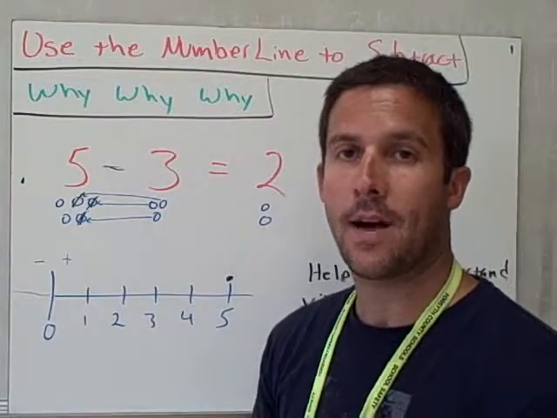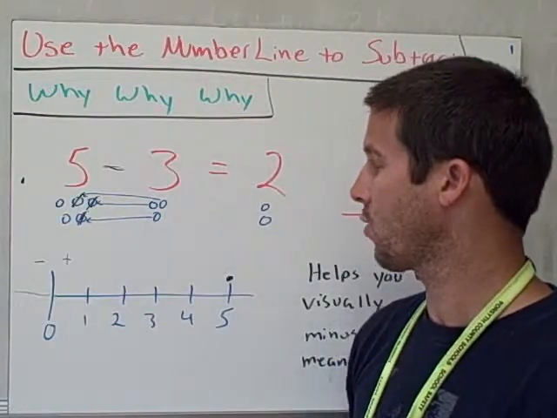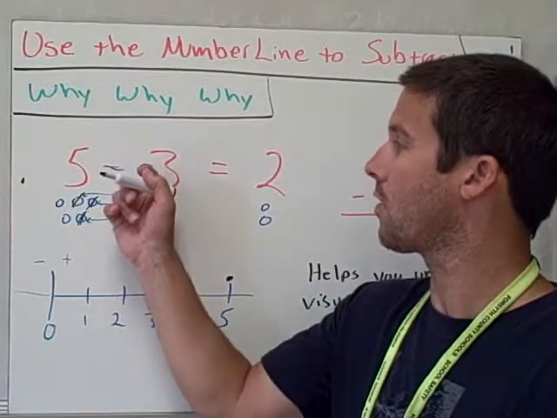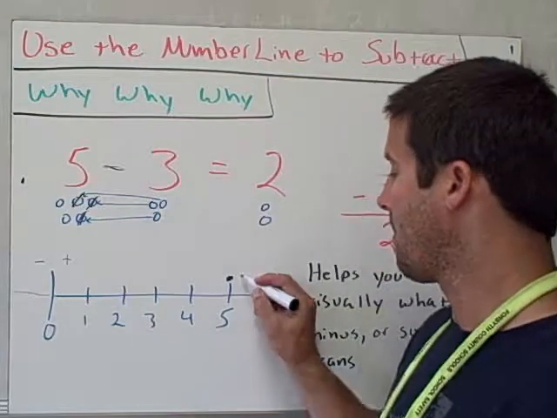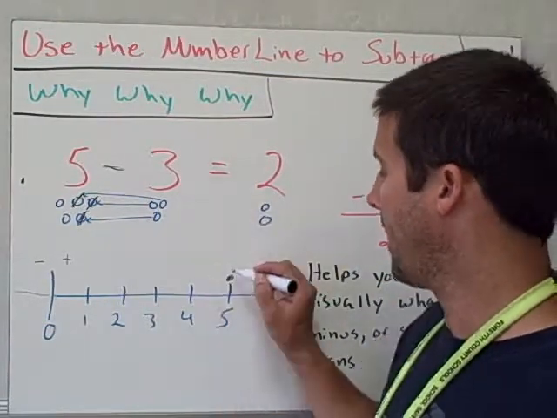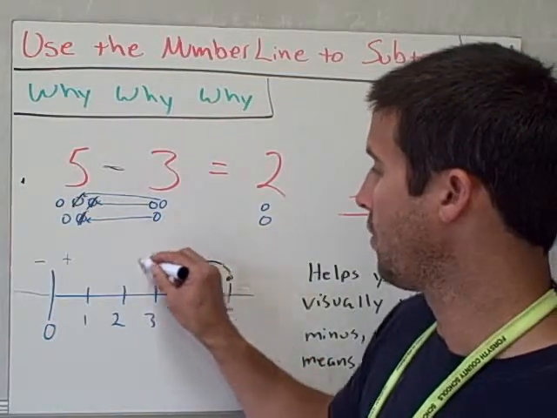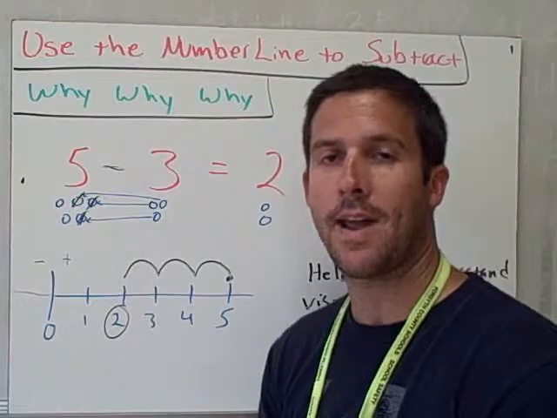Now, we're going to get into positive and negative integers in my next video. But for this purpose, we're going to stick with numbers that are smaller than the original one, so we always stay on the positive side. So, 5 minus, going this way, 3 times. 1, 2, 3, we end up at 2, and therefore my 2 is my answer.